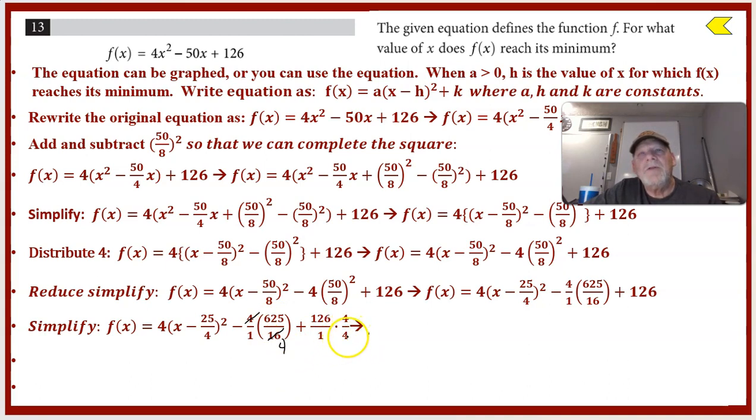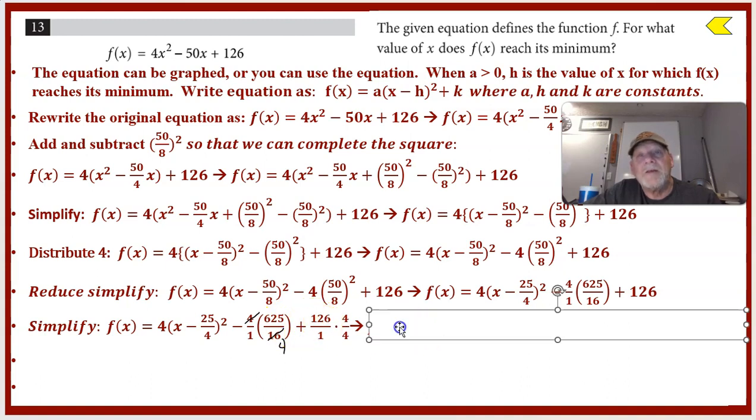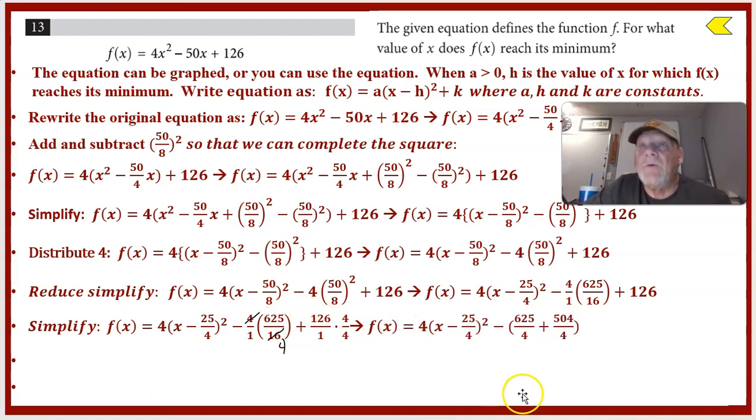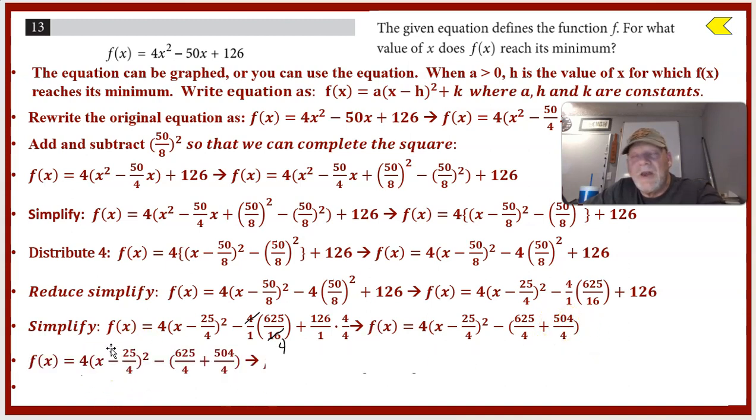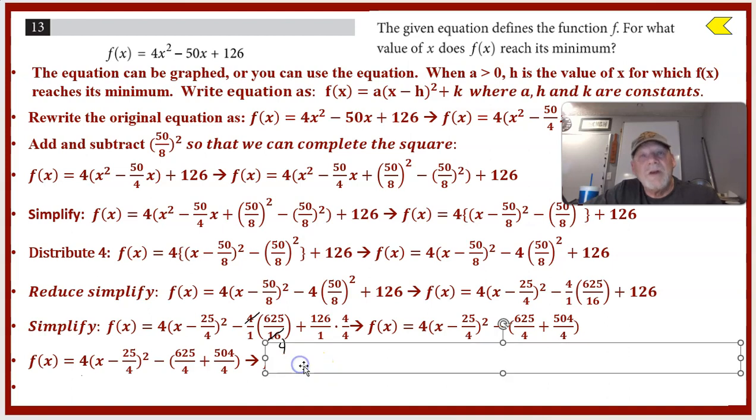And then I want a 4 here for my 126. This line up above here is where I'm just adding the 126. I need to have it forced, and then everything's going to be forced. I'm going to be able to simplify this. So there's a lot of math going on here. So all I did was cancel this and get my 625 fourths, multiply here and get 504 over 4. And then I'm going to be able to combine those now. Just lots of arithmetic. There's lots going on.